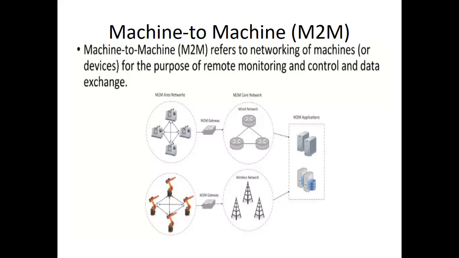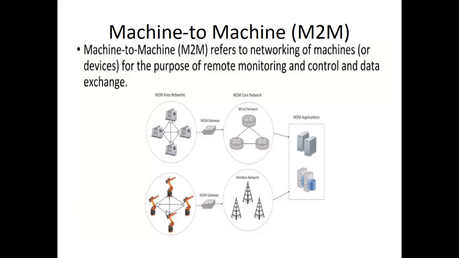And what is the purpose of machine to machine communication? Exchange of data. You can see the diagram. Here, this is the M2M area network where similar types of machines are connected to each other. This is the core network, the M2M core network. And this machine to machine area network is connected with this wired core network with the help of this M2M gateway. Here, this is a similar kind of machine. These are connected in this M2M area network.